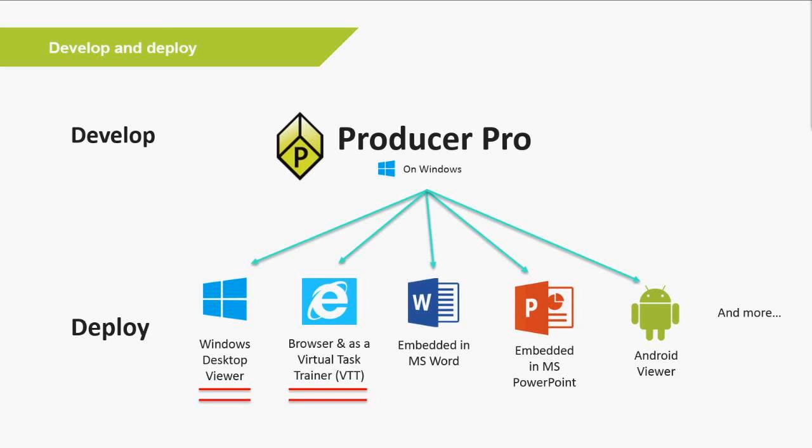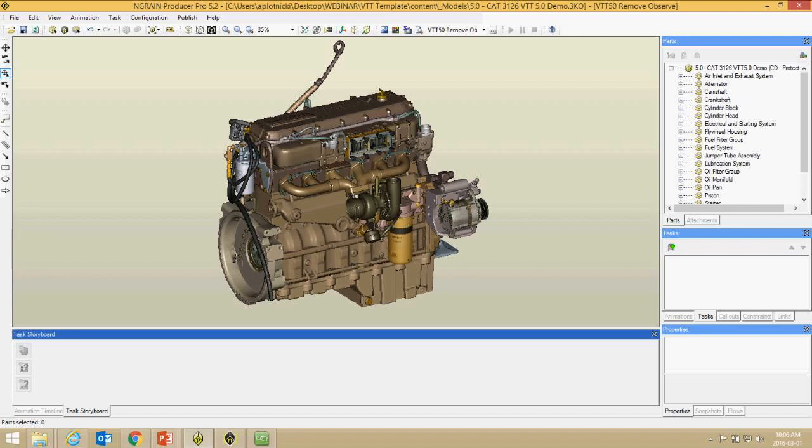And from there, let's move on to take a look at the training we're going to be focusing on today. So I will bring up Producer Pro. So here we have on the screen now the 3126 engine. This is the 3D model that will be at the heart of today's webinar. It is a diesel engine made by Caterpillar.